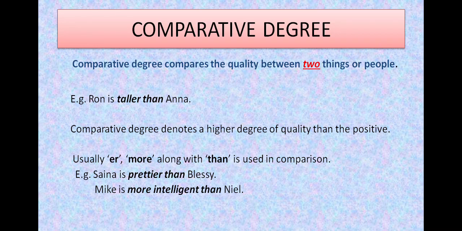Usually, er, more, along with than is used in comparison. For example, Sanya is prettier than Blessy. Mike is more intelligent than Neil. So, Sanya is pretty. When we are comparing with Blessy, we are changing pretty into prettier and adding than. Sanya is prettier than Blessy. Mike is more intelligent than Neil. So, we are comparing between Mike and Neil.